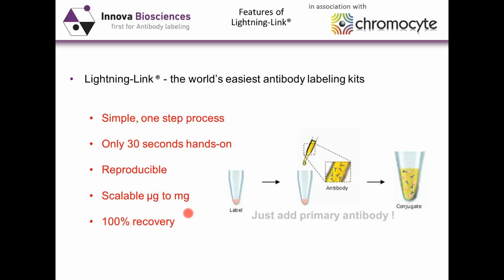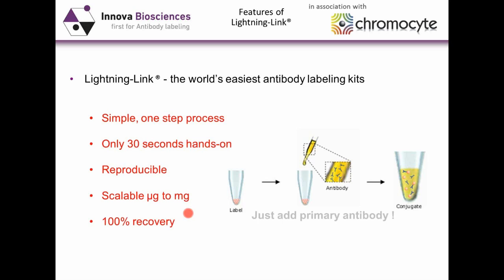Also extremely important in relation to the Lightning-Link kits is the fact that you actually get 100% recovery of your antibody. These kits are optimized so that there is no need to use column separation technology. There is no reduction in yield from losses associated with that.